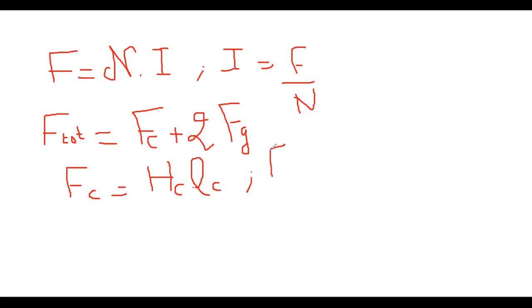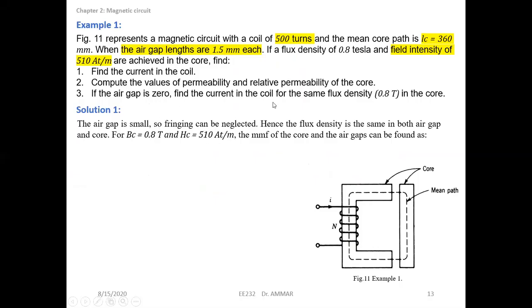And also the MMF of the air gap FG equals HG, which is the field intensity of the air gap, multiplied by LG, which is the length of the air gap. So let's see what we have as data in order to find FC and FG. We can see here that HC, the field intensity of the core, is given, and the length also is given. So this can be calculated directly.